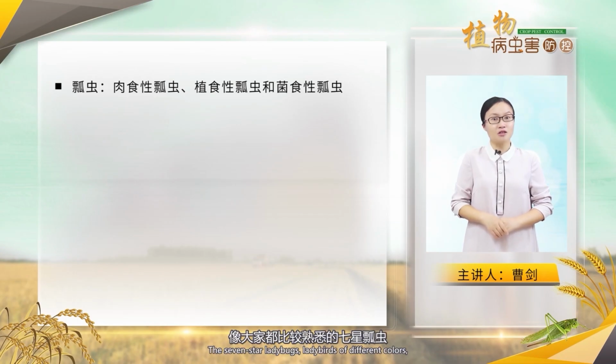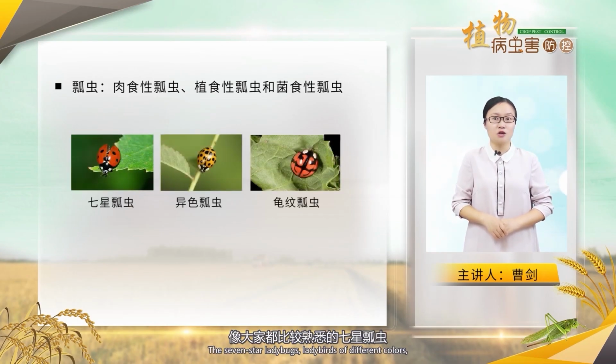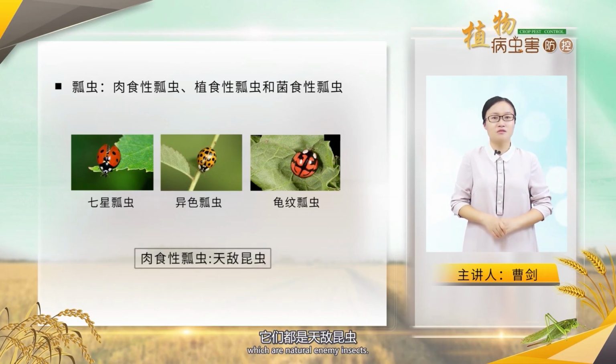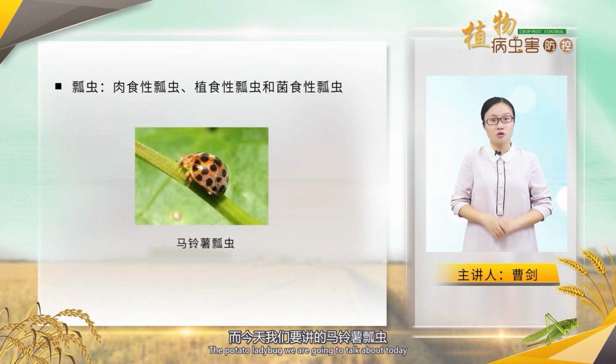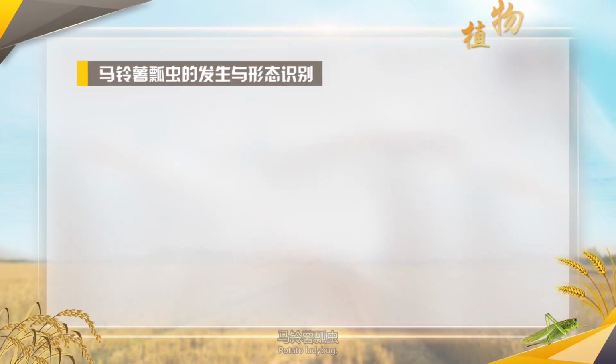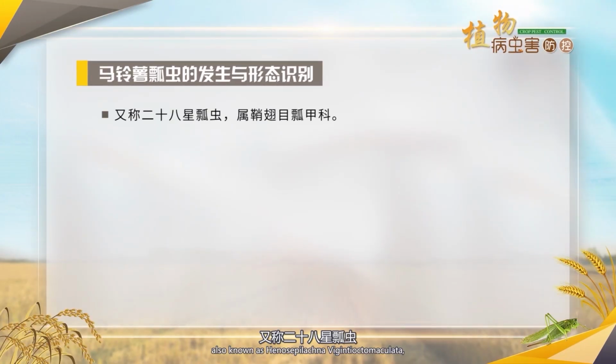The seven-star ladybugs, ladybirds of different colors, and ladybirds with turtle stripes you are familiar with are carnivorous ladybirds, which are natural enemy insects. The potato ladybug we are going to talk about today is a typical phytophagous ladybird and an important pest in potato production. Potato ladybug, also known as Henosepilachna vigintioctomaculata, belongs to the family Coccinellidae of the order Coleoptera.